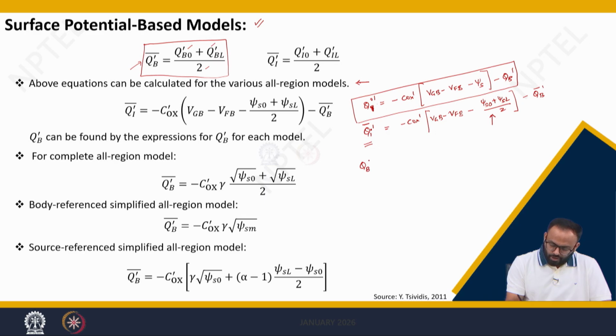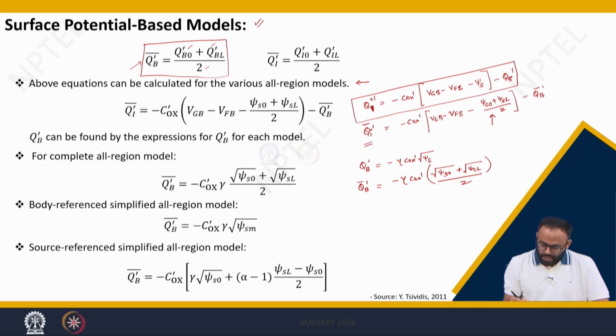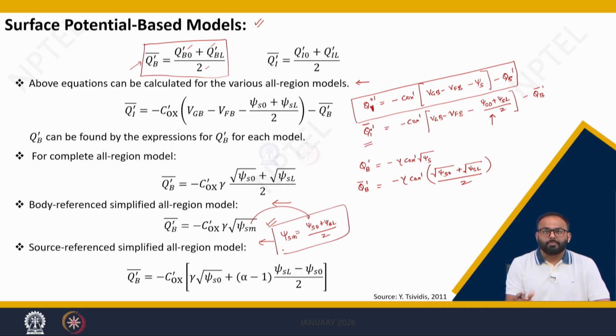Similarly, we have an equation of QB dash which can be given as minus gamma into COX dash square root of psi s. So, if I want an average charge, I can use minus gamma COX dash into square root of psi s 0 plus square root of psi s L divided by 2, right. So, we can use a body reference model and source reference model here. If you see the body reference model, QB dash can be given as this, where psi sm is nothing but psi s 0 plus psi s L divided by 2. You remember we have used this term for expansion, or expansion point, correct.